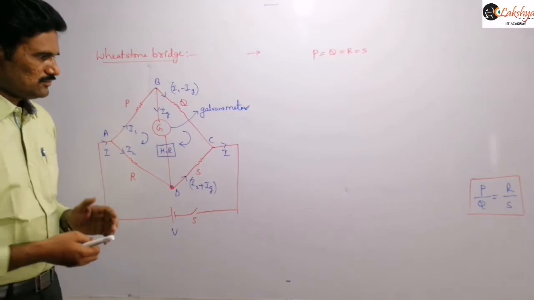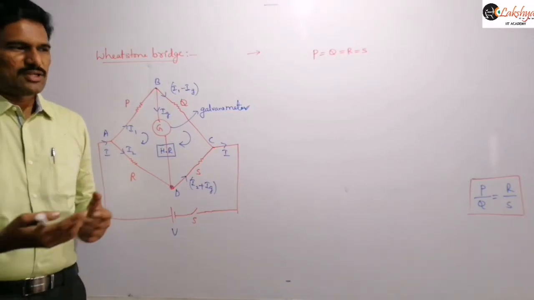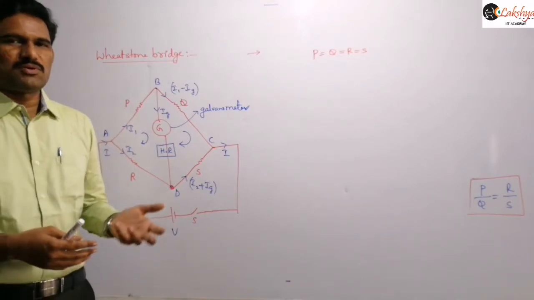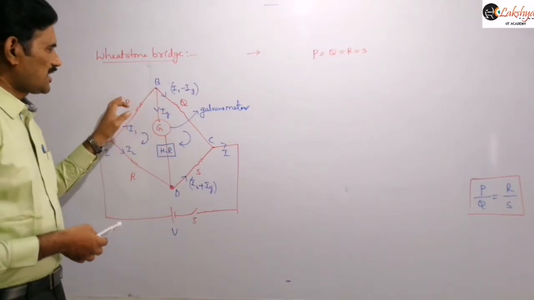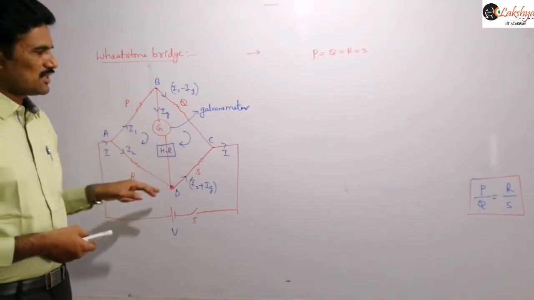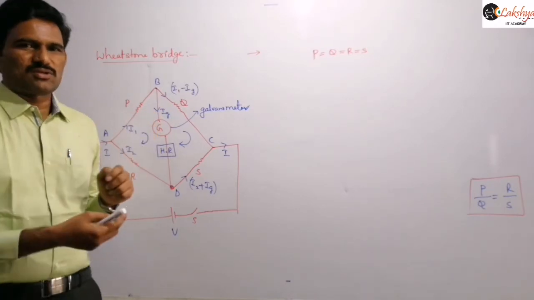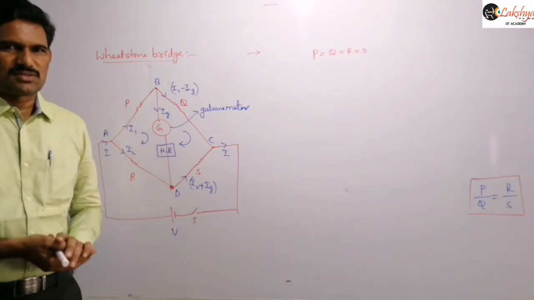That means you can calculate the unknown value more accurately if three of them are equal. If three of them are equal, and we are finding this value here, then automatically, if the galvanometer shows 0 reading, then for that particular value of P, the P value is said to be more accurate when compared to any other combinations, right?